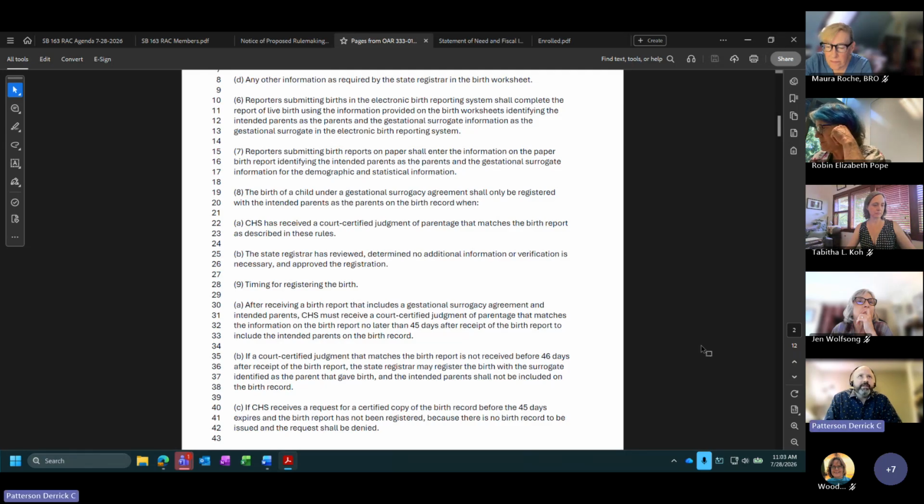All right, section 8. The birth of a child under a gestational surrogacy agreement shall only be registered with the intended parents as the parents on the birth record when A. CHS has received a court-certified judgment of parentage that matches the birth report as described in these rules. B. The state registrar has reviewed, determined no additional information or verification is necessary, and approved the registration. Any feedback on section 8?